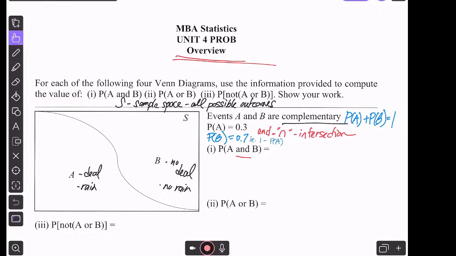Okay, so we were saying the probability of A and B refers to the intersection of them. When do they occur together? What's the chance that both can occur at the same time? Well, in this case, because they're complementary, it means only one of them can occur. So the chance that they occur at the same time is moot. There's no chance. The answer is 0. Okay?